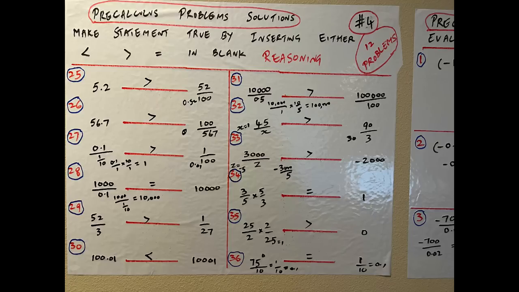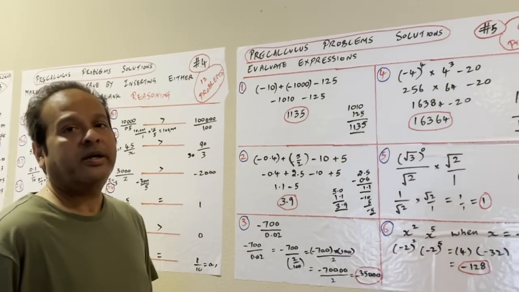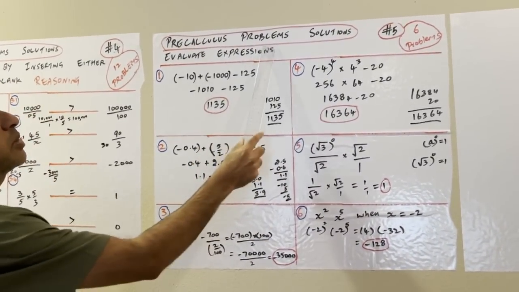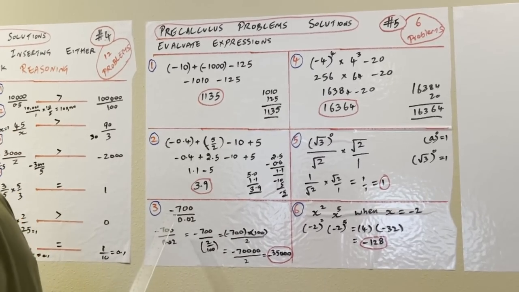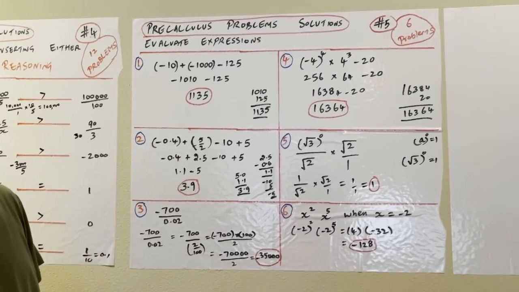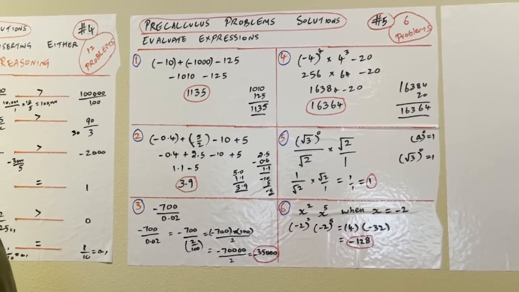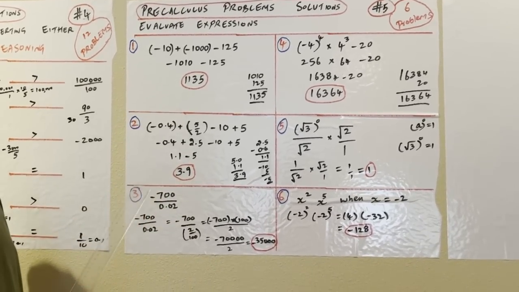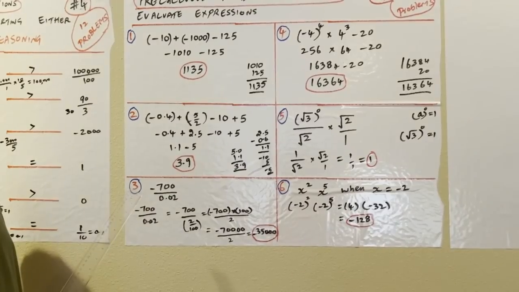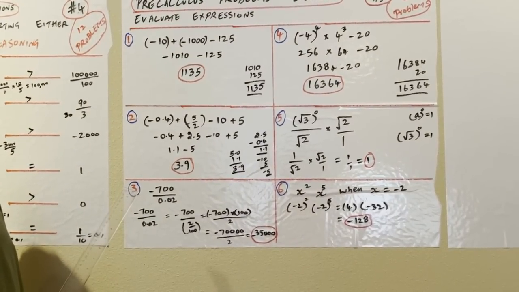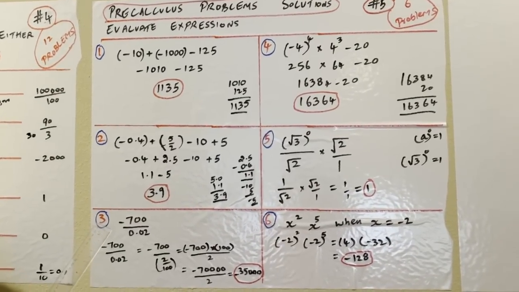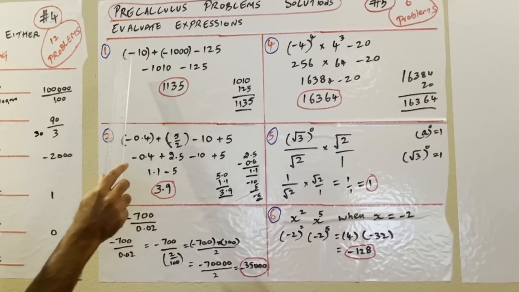Hi, let's continue the lesson 5 of the pre-calculus problem solutions. Here we deal with 6 different expressions, algebra expressions. Let's start with the first one. We follow the PEMDAS order of operations. Please watch my lesson number 3. I explain about the order of operations and algebra expressions. Let's jump into the problems.